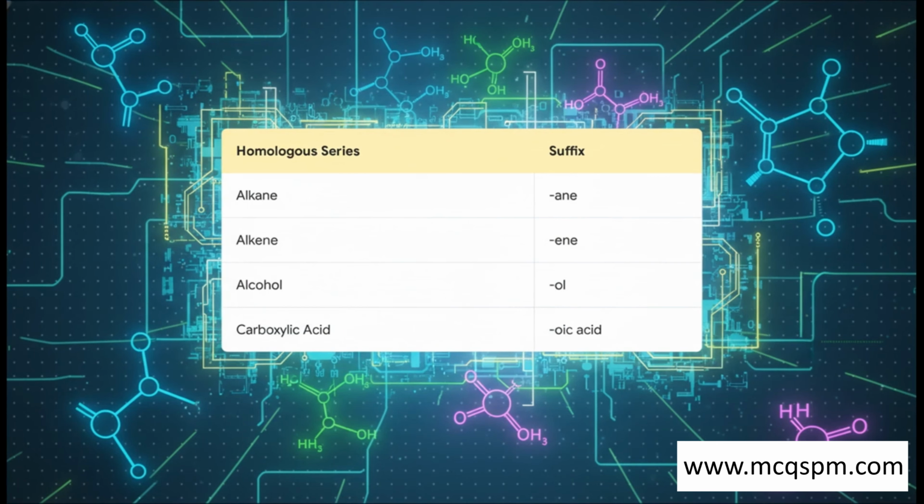And here's the second part, the suffix. This is the part that tells you the family. If it's an alkane, the name is going to end in ane. If it's an alkene, it's going to end in ene. An alcohol? That ends in ol. See the pattern? The ending of the name tells you what kind of molecule you're dealing with.